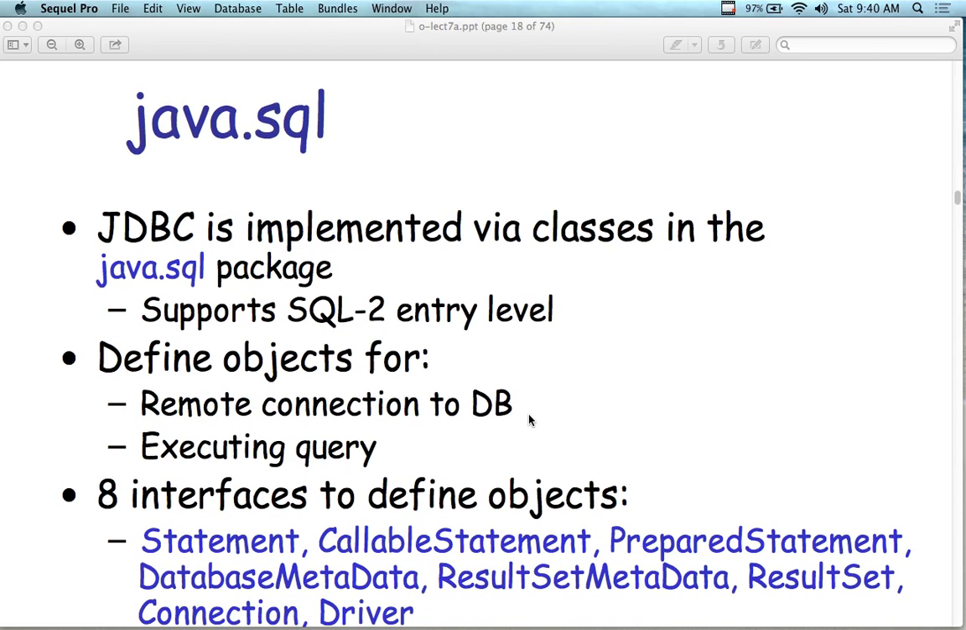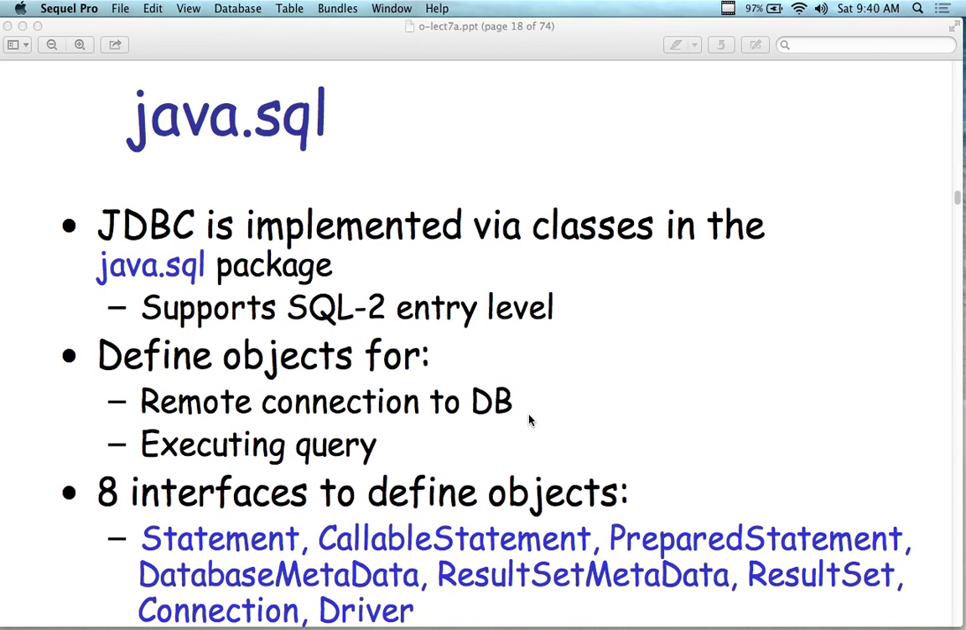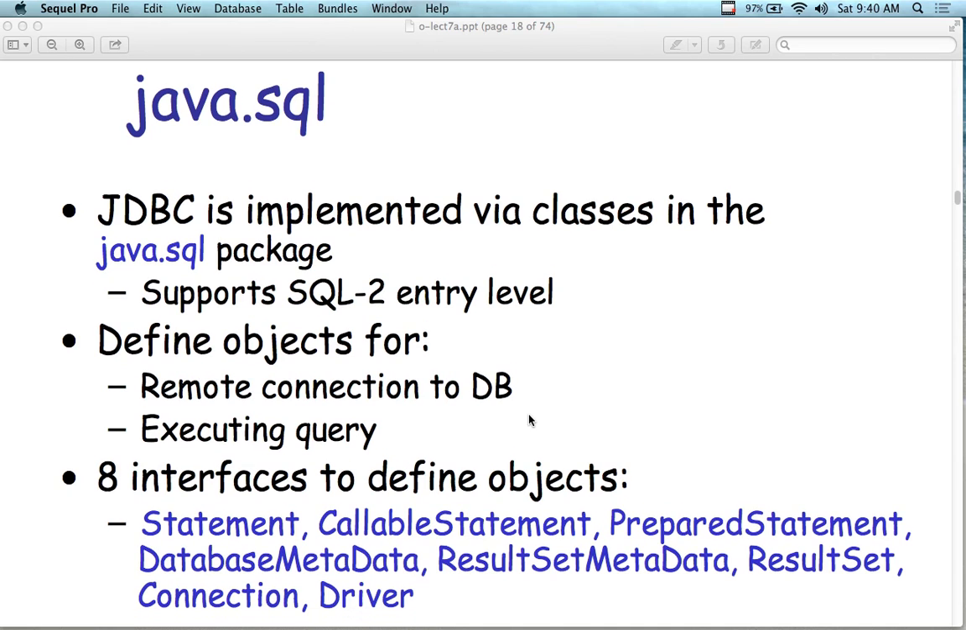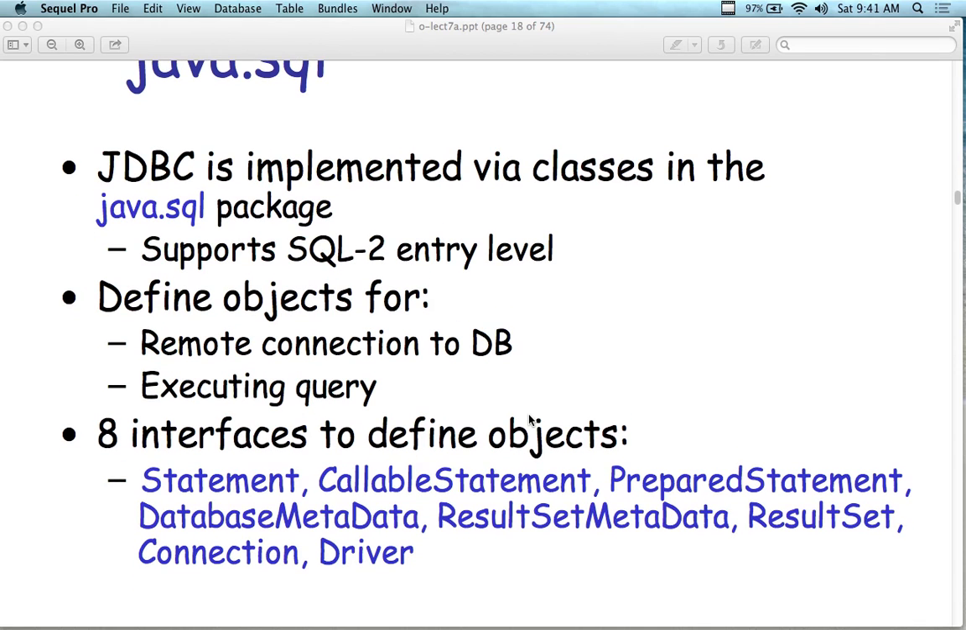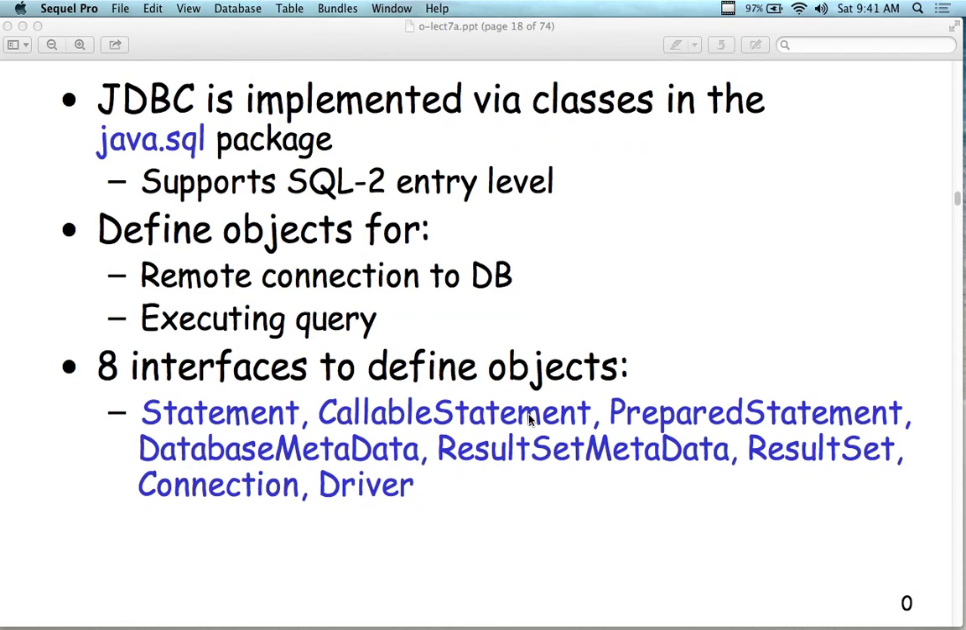So if we look at java.sql, that's implemented via the Java SQL package. It supports SQL2, well, that's the current version, so it supports current SQL. And there's a definition for objects for remote database connection, executing queries, performing all sorts of different functionality. And then there's 8 interfaces that define objects. So the interfaces are the statement, callable statement, prepared statement, database metadata, result sets, connection, driver. These are all the different interfaces to work with.